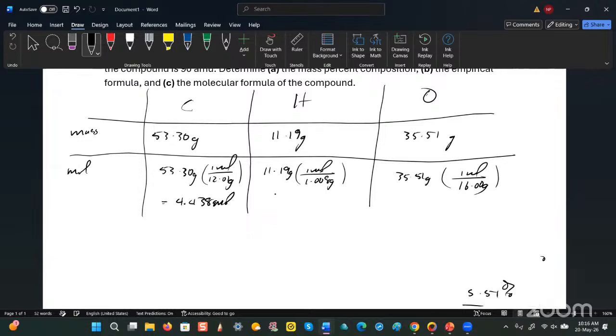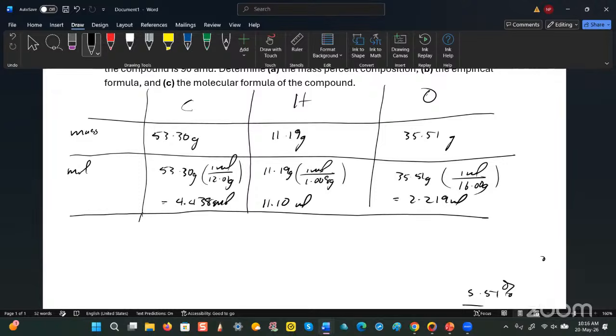And then in the case of hydrogen, it's 11.19 divided by 1.008, and I got 11.10 moles. And then in the case of oxygen, it's 35.51 divided by 16, and according to my calculation, this works out to be 2.219 moles. Okay, so those are the mole values for carbon, hydrogen, and oxygen in this compound.